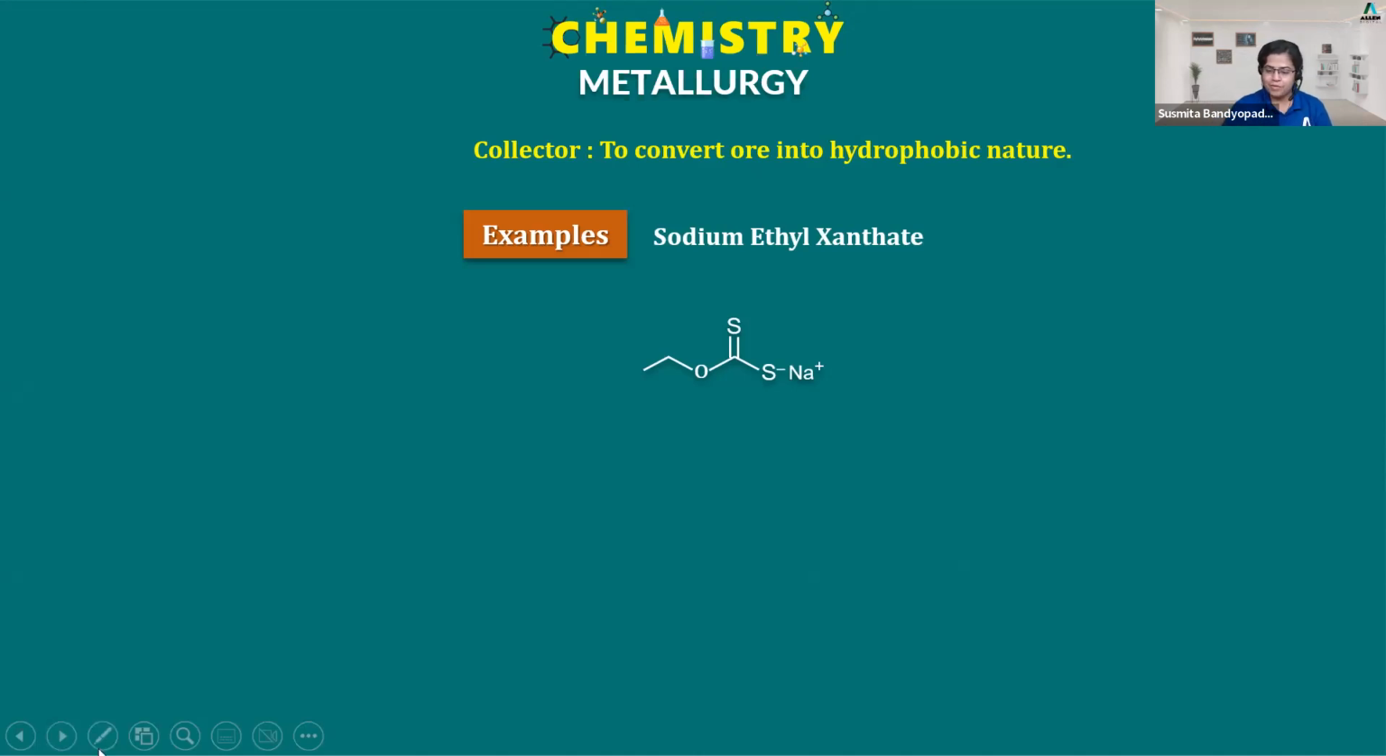So we need sodium ethyl xanthate as a collector. What is the meaning of collector? To convert the ore into hydrophobic ore. To make the ore hydrophobic, make the ore water-hating, so that it definitely goes and sticks to the froth only, not the water. So that the ore is guaranteed to go to the froth and not remain in the cool water below in the swimming pool, we'll use a collector. Sodium ethyl xanthate, correct? So we need a frothing agent, a froth stabilizer, and a collector so that the ore becomes hydrophobic in nature.